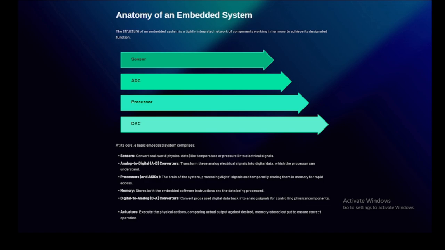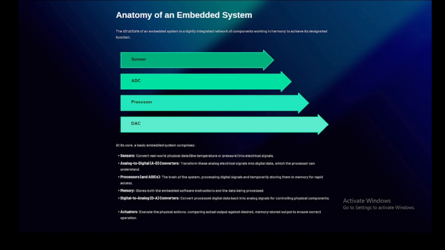The structure of an embedded system is a tightly integrated network of components working in harmony to achieve its designated function: sensor, ADC, that is the analog to digital converter, processor, DAC, that is the digital to analog converter. At its core, a basic embedded system comprises sensors. Sensors convert real world physical data like temperature and pressure into electrical signals.